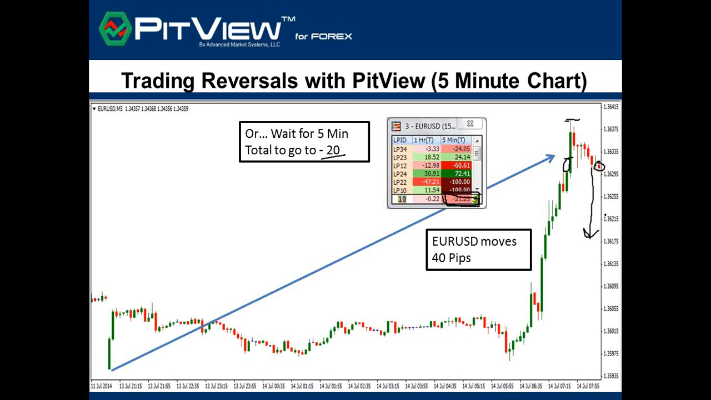You know, you get an entry. You know, I've already hit my 10 pips of profit. I'm going to stay in this a little bit longer and let this move a little bit further in my favor. Wait for PitView to go to positive territory, and then get into my trade.